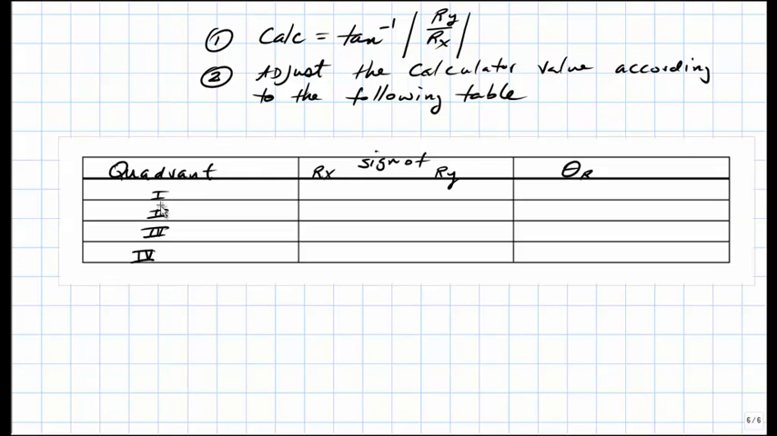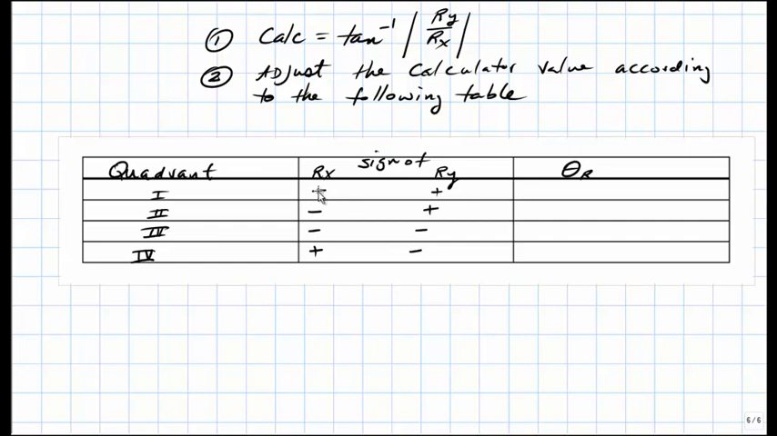Now, if we're in the first quadrant, when we do our calculation, we'll find that rx equals positive and ry equals positive as well. In the second quadrant, the x component of r will be negative and y will be positive. In the third quadrant, both signs will be negative, and of course in the fourth quadrant, the sign of rx will be positive and the sign of ry will be negative.